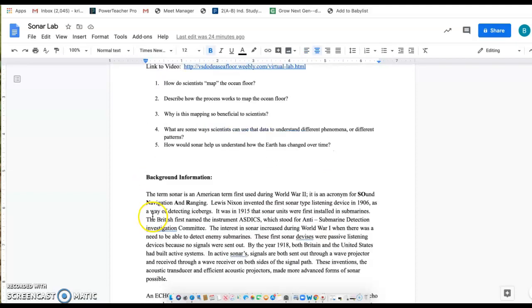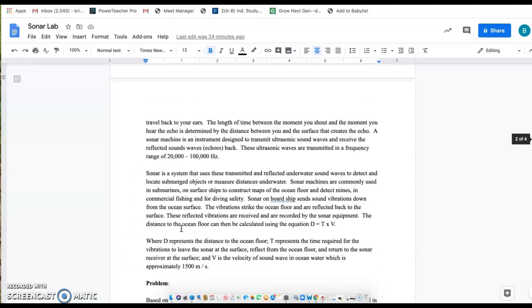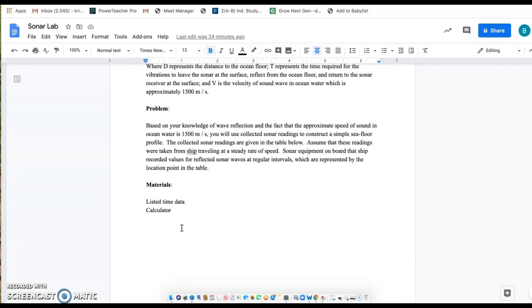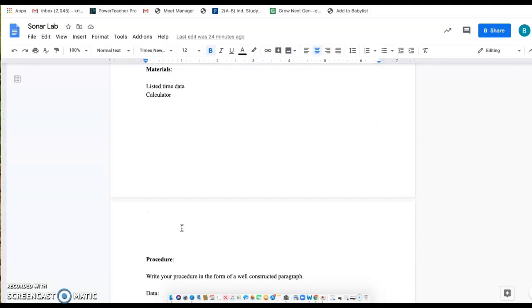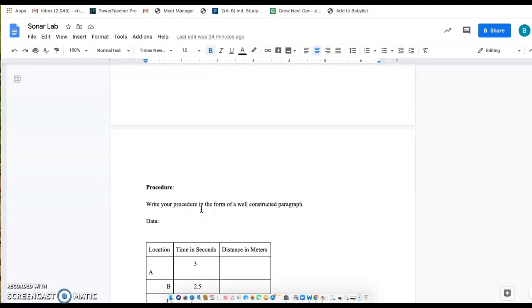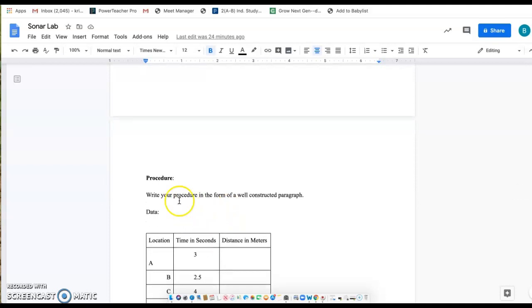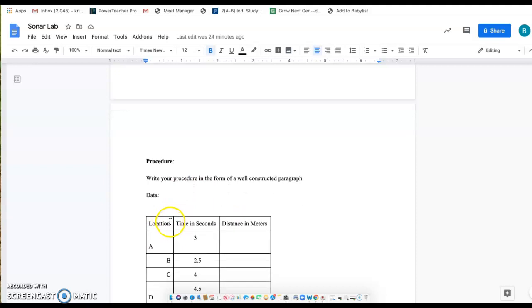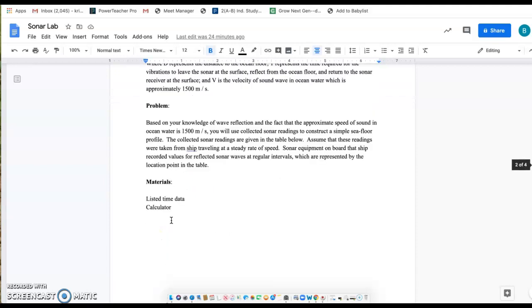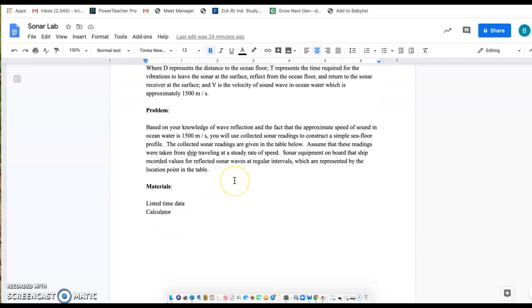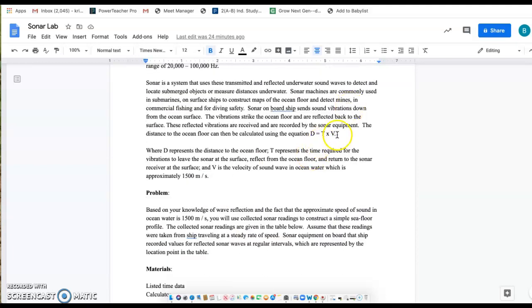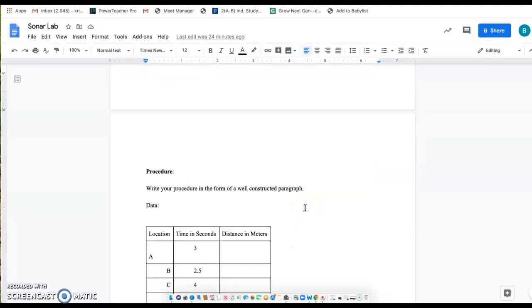Answer these 5 questions, and then you're going to be doing a little bit of reading, and then you're going to be carrying out a lab. You will need a calculator. You can use your phones for a calculator if you're at home. Then we'll talk about the procedure. You're basically going to be using this equation, which I'll copy and paste down there, to figure out your data.